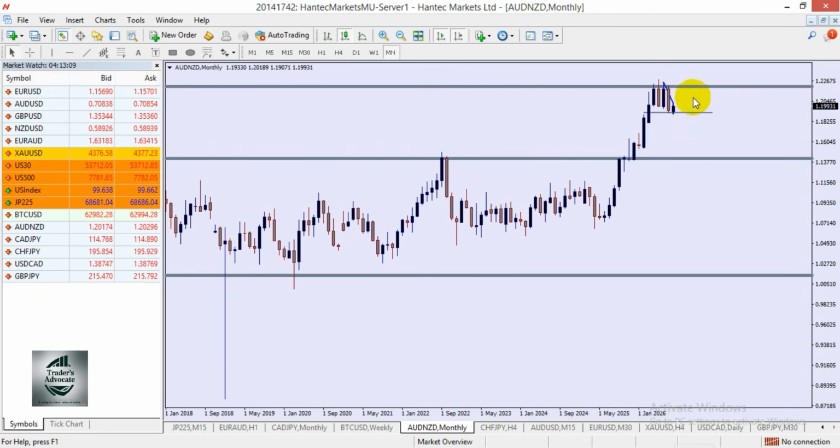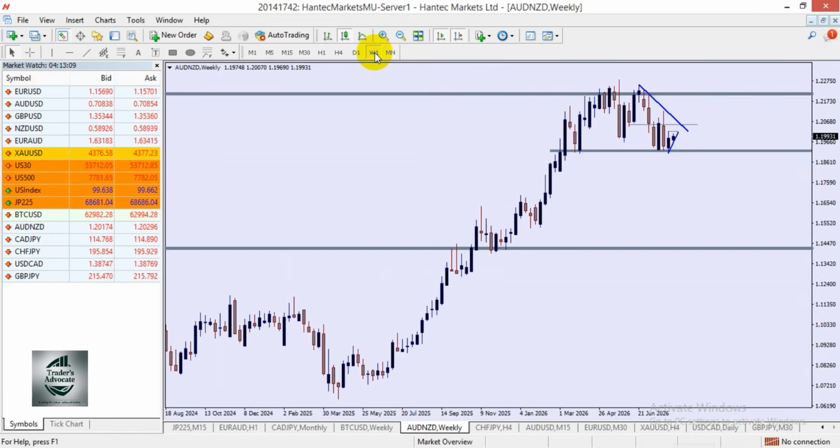Now I go to the weekly timeframe to have a proper interpretation of what's happening around here. On the weekly, I can see the market was building a case as to why it wants to give us a move all the way to the downside.